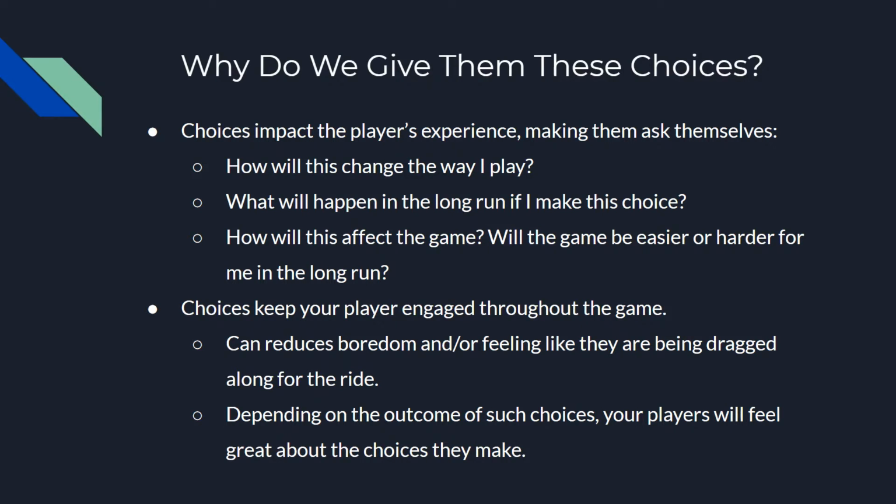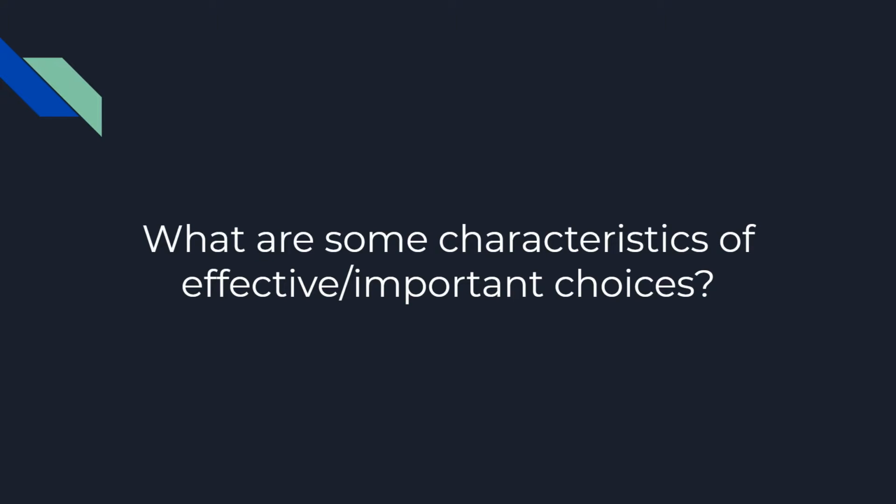Right. So we discussed why we make choices, but what are some characteristics of effective or important choices? Some things we can do to make choices meaningful and effective to the player, and choices that we should maybe avoid so we don't make the players do menial or small things that don't really affect the game as much.